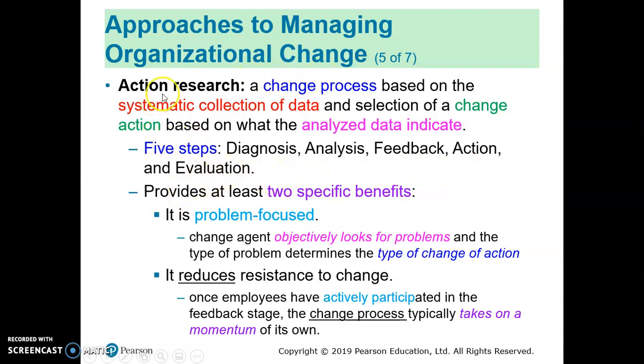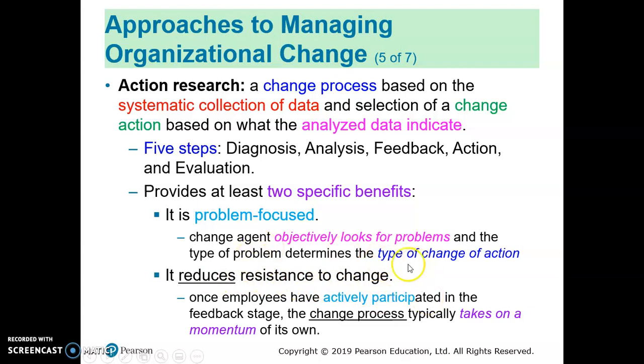This action research provides at least two specific benefits. First is problem focus, and second is that it can reduce resistance to change. Problem focus means the change agent objectively looks for the problems, and the type of problem determines the type of change action. So problem focus starts by looking for whether a problem exists or not, what type of problem it is, and the type of problem will determine what actions need to be taken. The second benefit is to reduce resistance to change.